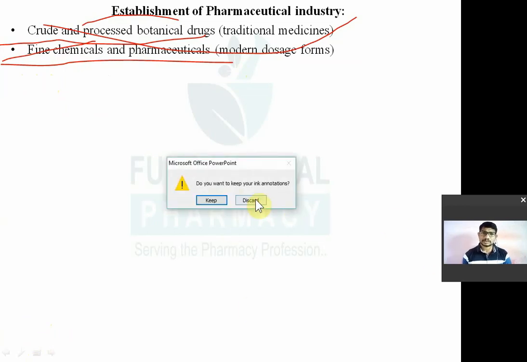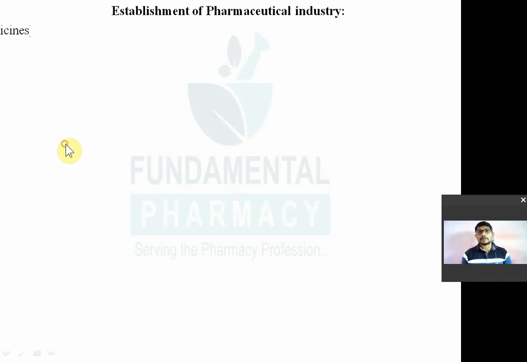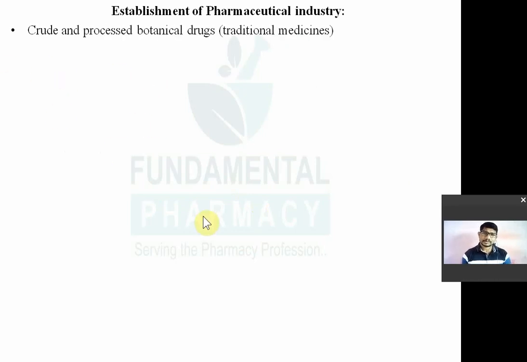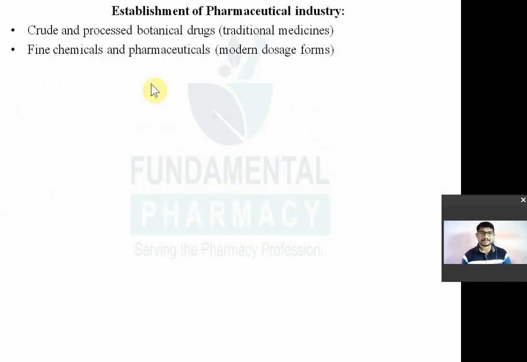There are different types of pharmaceutical industry. Crude and processed botanical drug companies deal with only herbal drugs; we call it traditional medicine. Then there are companies which deal with fine chemicals and pharmaceuticals. That means you purchase the raw material, chemicals, and convert them into a product or formulation, for example tablet, capsule, suspension, emulsion, and so on. We call those the modern pharmaceutical industry or modern dosage forms. Some companies deal with only herbal drugs; they are traditional. Few companies are engaged in the conversion of chemicals into pharmaceutical formulation.